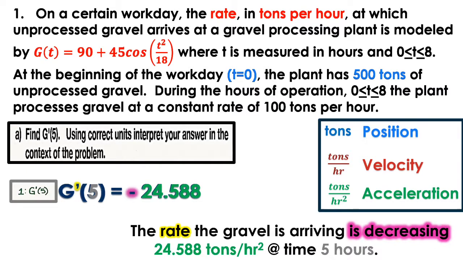Notice all of the key elements are there. The derivative, we said rate. The negative, we said decreasing. The label on the output answer is tons per hour squared, and the label on the input 5 is hours. For this answer, you would receive 1 point, which is the interpretation with labels. Part A was worth 2 points.